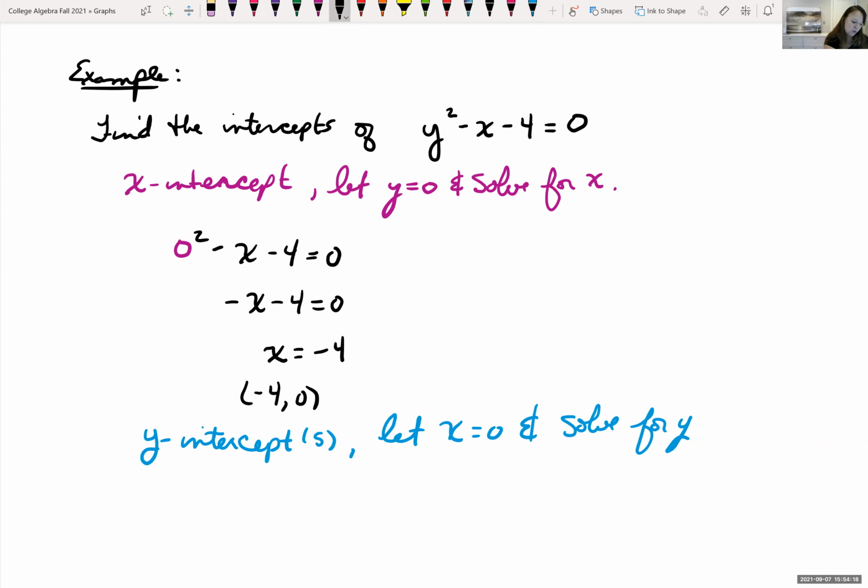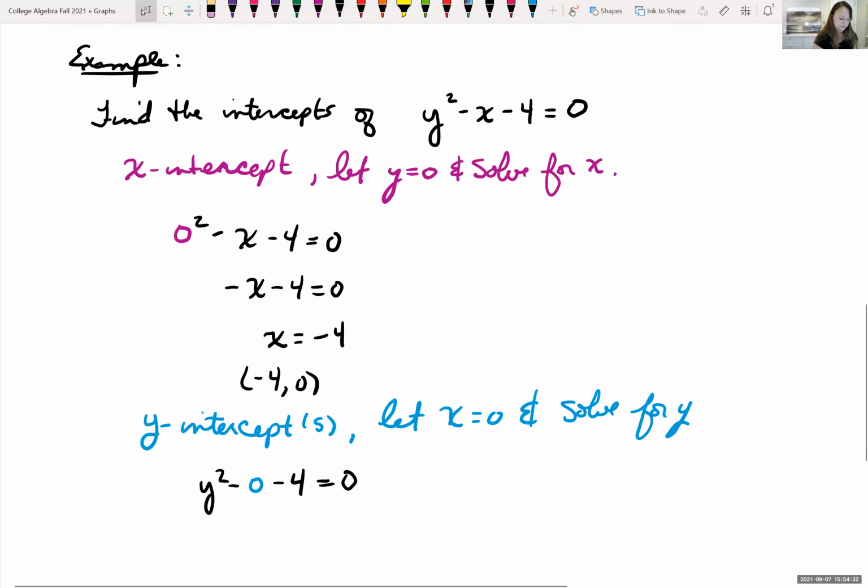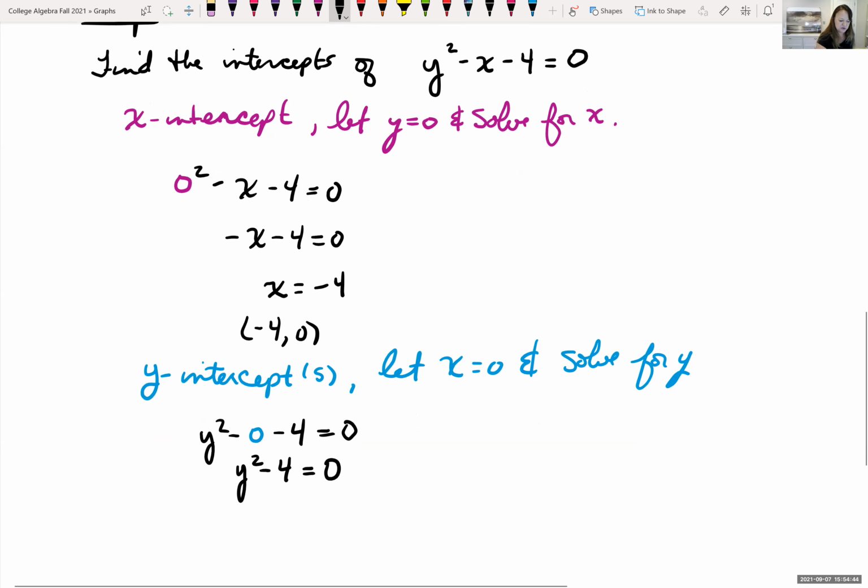So we have y squared minus 0 minus 4 equals 0. So I notice this time I have a quadratic equation, but I also have a perfect square in here. So I could either use my square root method that we talked about last chapter, or we could actually factor this. This is a difference of 2 squares.